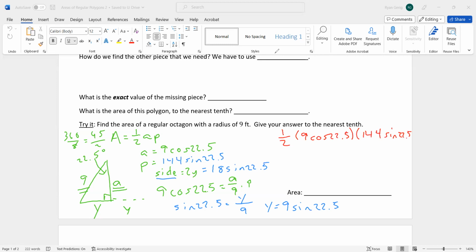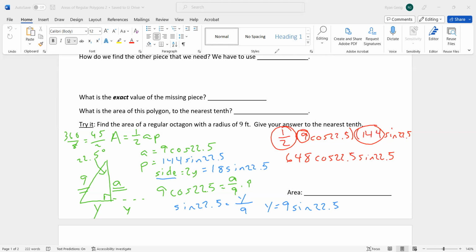All right. I'm still not rounding anything. I'm going to take 9 times 144 and divide that by 2. So 9 times 144 divided by 2, I get 648. But then I've still got cosine 22.5, sine 22.5. So now it's just going to be 648 times cosine 22.5 times sine 22.5.